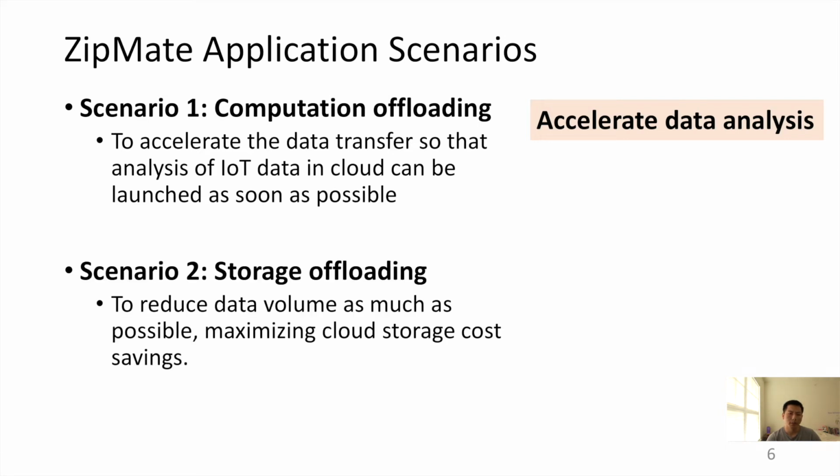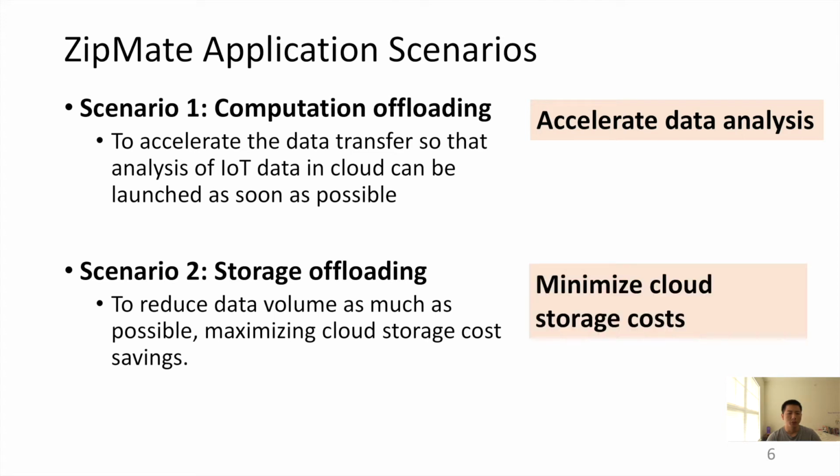The second scenario is storage offloading. That is, IoT data need to be moved from edge to cloud to release storage space, or for data archiving. In this case, we aim to reduce data volume as much as possible so as to maximize cloud storage cost savings.